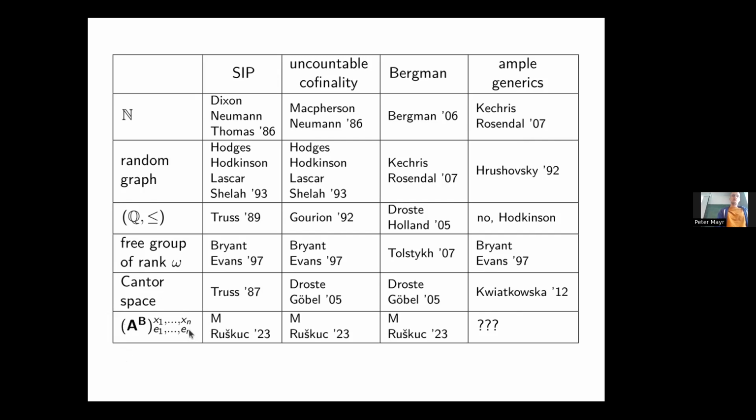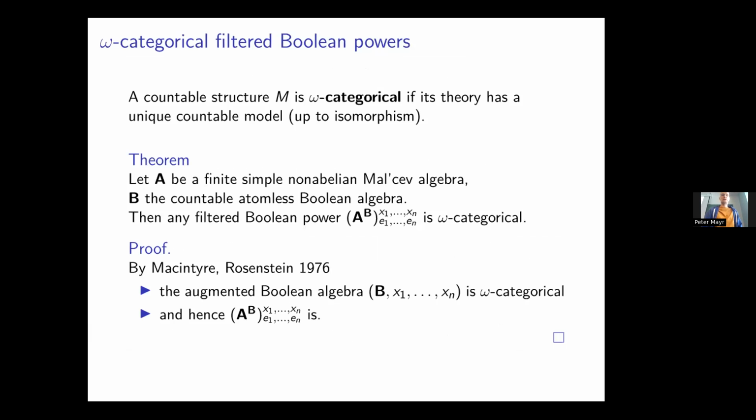And what's our contribution now? It's at the very last row. If A is a finite simple non-abelian Maltsev algebra and B a countable atomless Boolean algebra, then any filtered Boolean power like this is going to have small index, uncountable cofinality, and the Bergman property. We do not know whether it has ample generics. So let's see whether I can give you just some ideas that went into the proofs of these results.